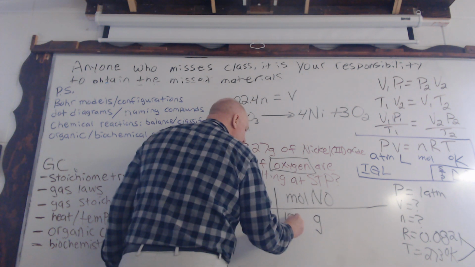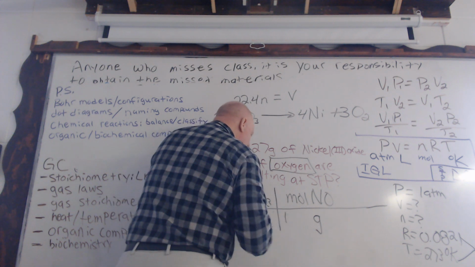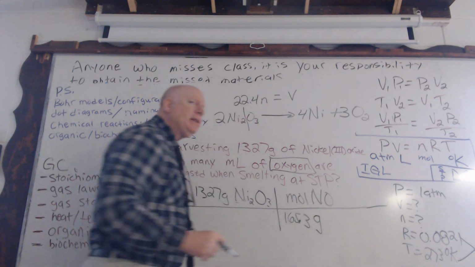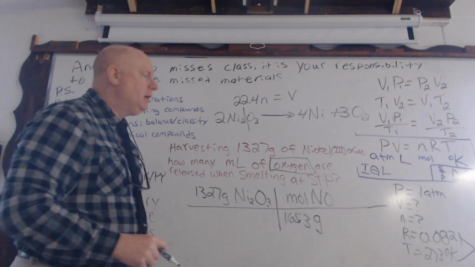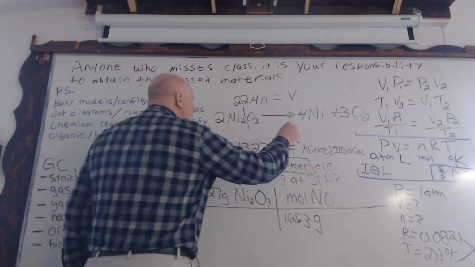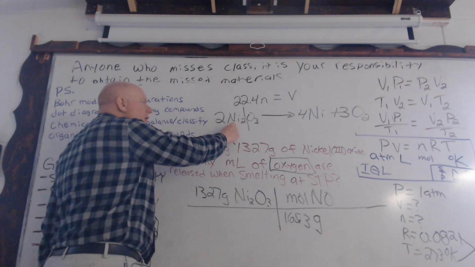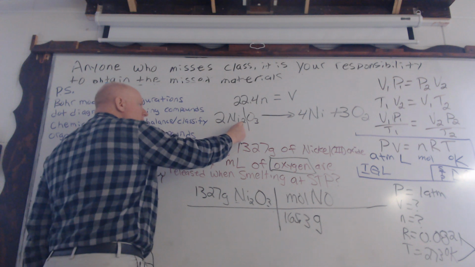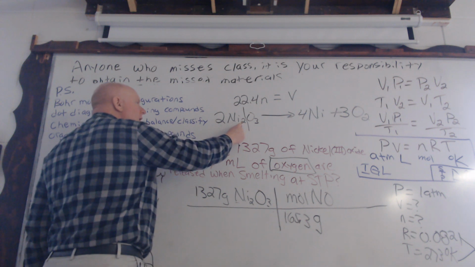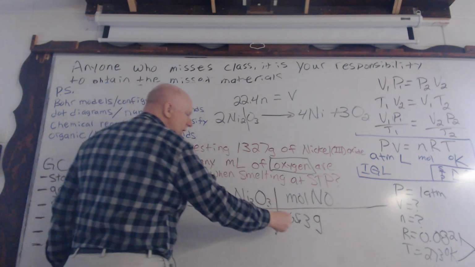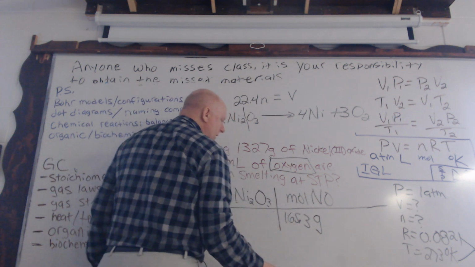153, 165.38. 165. Now, you didn't just make that number up, okay? Because we got to take 58 maybe for nickel. Take that times 2, so that gives you a little bit over 100. And then 16 times 3 gives you 48. You add those two together, that's where the 165 is coming from.